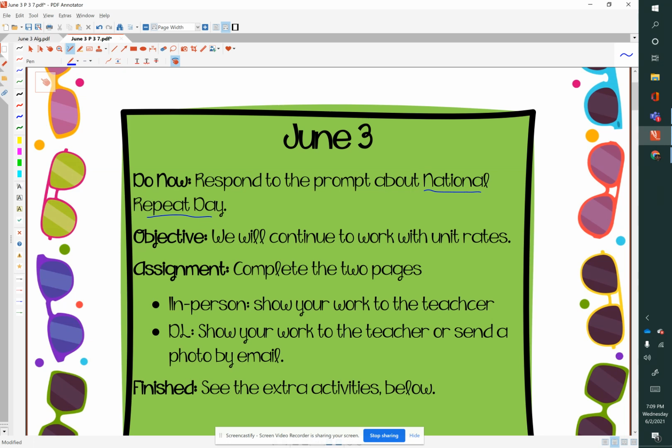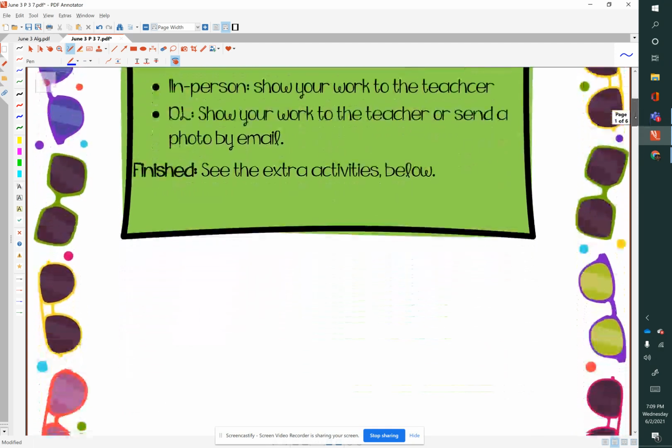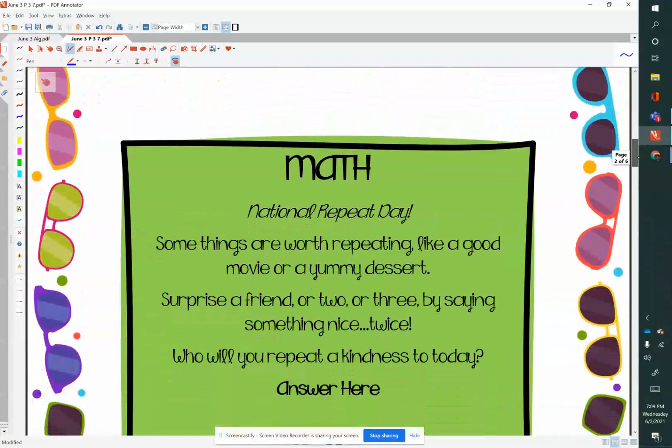So we're going to continue our work with unit rates, and we have 2 pages we're working on today. Remember to show me your work, whether you are distance learner or in class.